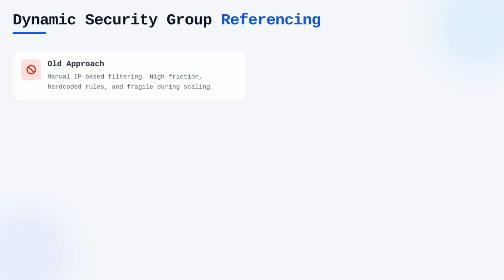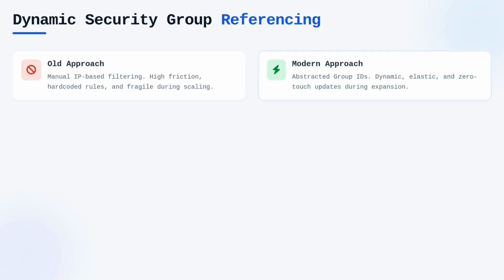Moving beyond simple IP-based filtering, these security mechanisms allow the referencing of other security groups as dynamic sources of traffic. This is a powerful abstraction that enables elastic scaling without the need to update your firewall rules every time an IP address changes due to a scaling event.